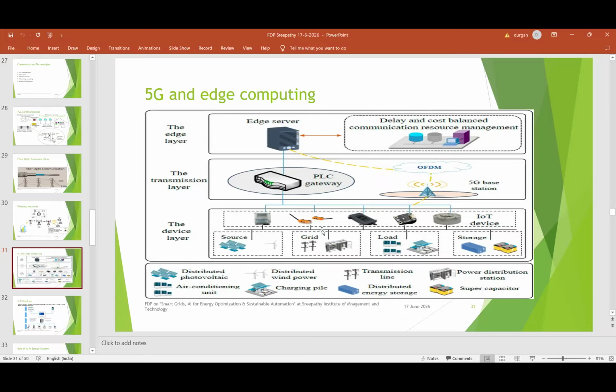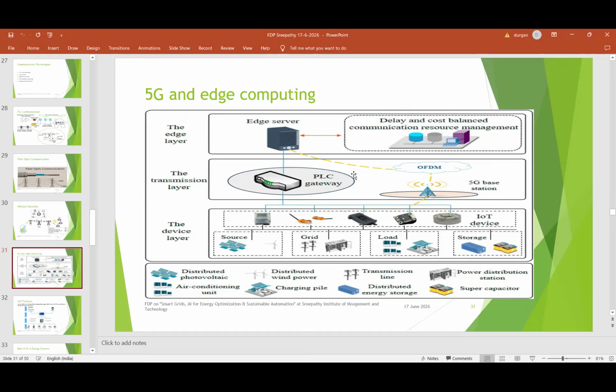So the data collected from the sensors is transmitted through the transmission layer, and this has the PLC, that is the power line communication system, and wireless networks. So this utilizes electrical power lines to transfer data, and which offers very high speed.